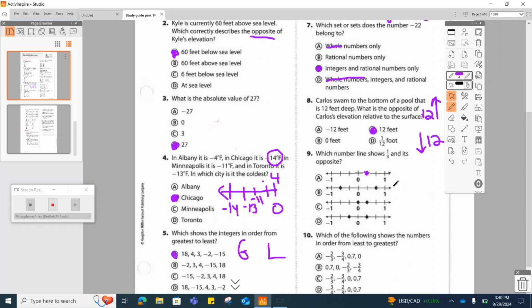This is 1, 2, 3. So these are broken into thirds. That shows 2/3. This shows 1/3 and 0. This would show 1/3. And this is negative 1/3.